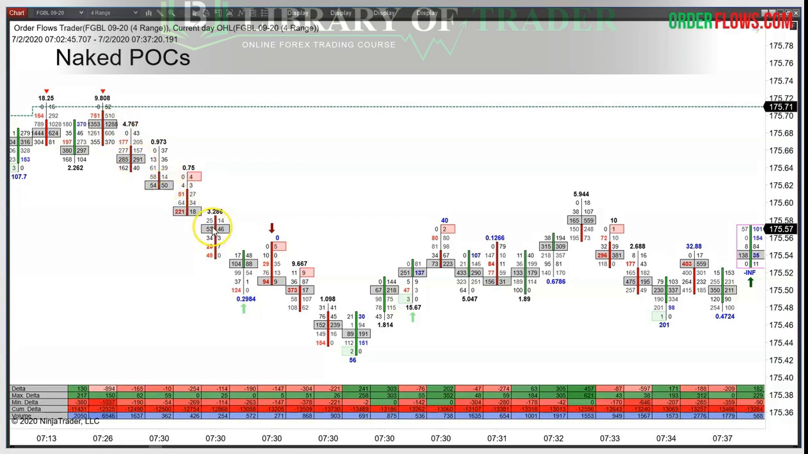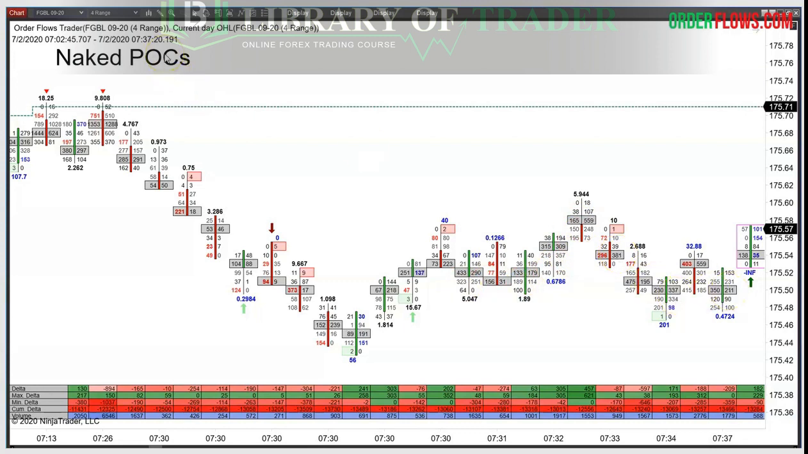Naked point of control. Naked point of control. It keeps going down, right? It doesn't retrace back up in there. Naked point of control. Not a naked point of control. Naked. Not naked. Naked, it comes back in here, but you don't have a previous one. Naked. Not naked.